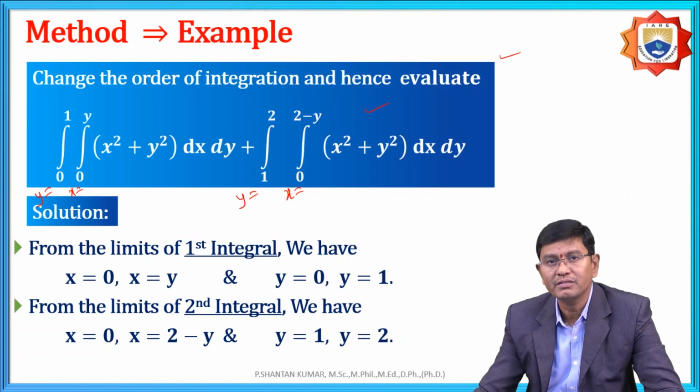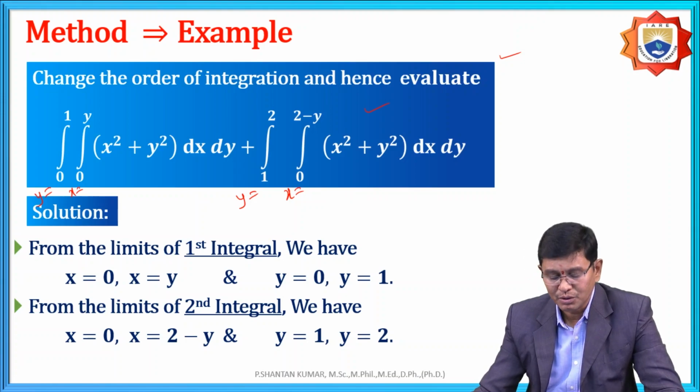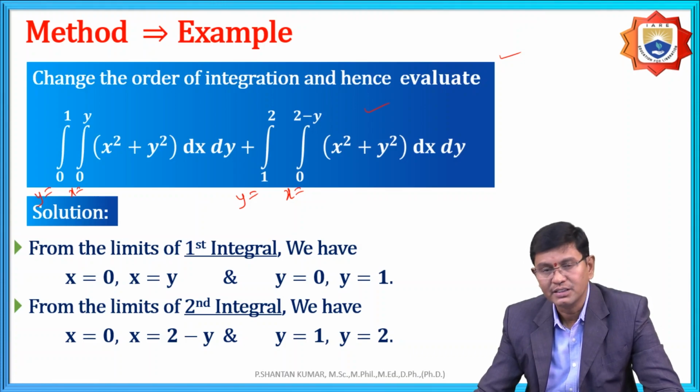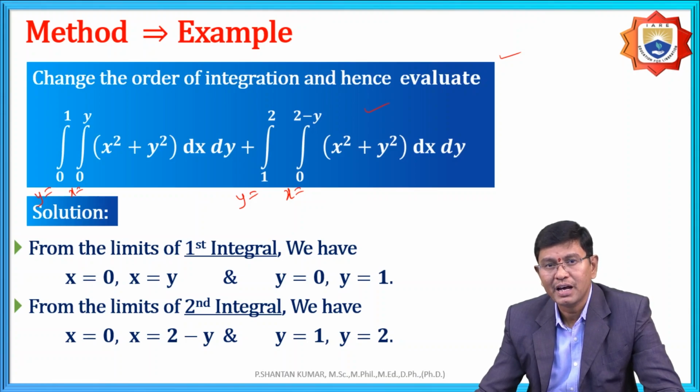x is equal to 2 minus y, that is a straight line. And again, y is equal to 0, and y is equal to 1, and x is equal to 0, and x is equal to 2 minus y, that is also a line. And y is equal to 1, and y is equal to 2. In this problem, it is not involving any parabola.